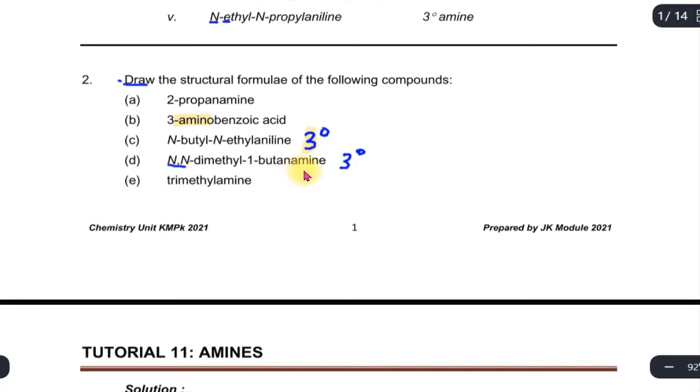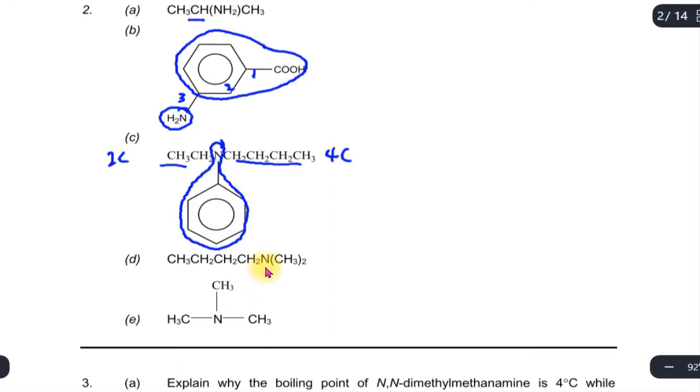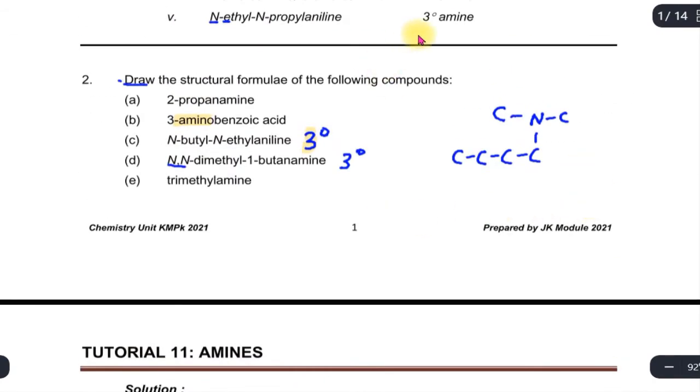Next, N,N-dimethyl 1-butane amine. Butane amine, so you have to draw like this: 1, 2, 3, 4. Butane amine here, and then N with 2 methyl groups. So N with the 4-carbon chain, and then CH3, CH3. This is the proper condensed structure. If you cannot see, you can explain like this: CH3, CH3. This is why the answer is given as CH3 bracket 2. Please do remember you have to complete the carbon. So CH2, this carbon CH2, this carbon CH2, and this carbon CH3.